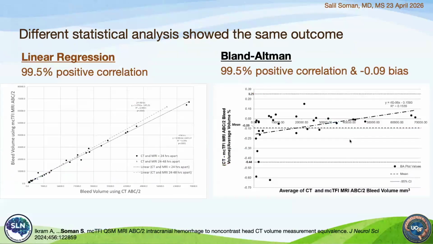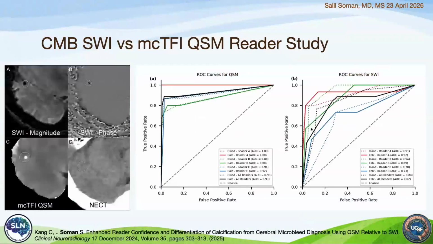So with using the MCTFI QSM, we did the ABC/2 measurements where we had patients where the CT and the MRI were obtained within 24 hours of each other, and there was 99.5% correlation. The bias was 0.09%. So again, really tight correlation. This is a way that if you really care about blood volume, this technique showed some benefit to being able to follow that.